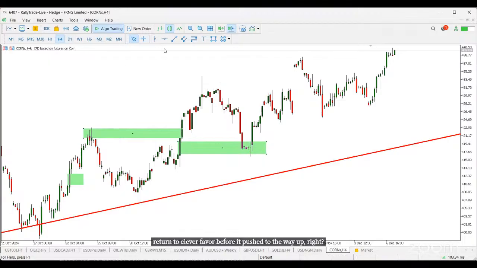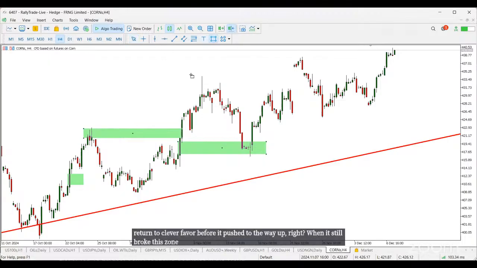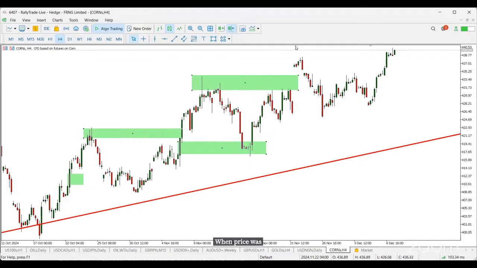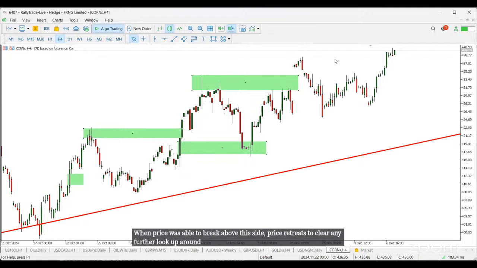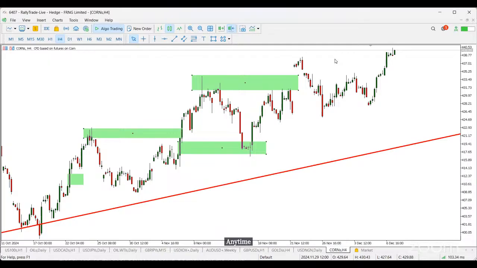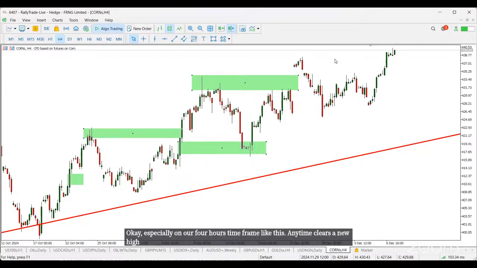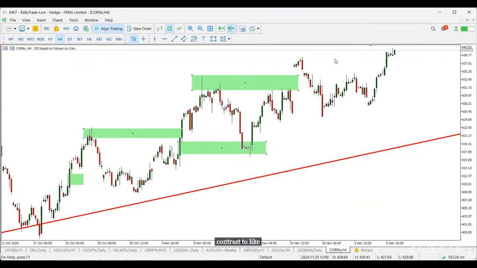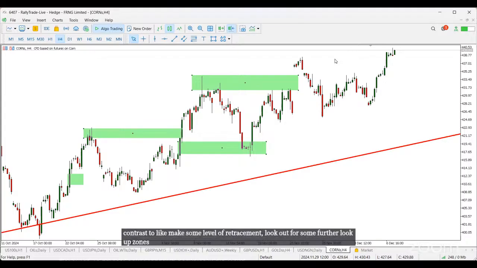When it broke this zone again, that's a pattern that lets us know what we are expecting from corn. When price was able to break above this side, price retraced to clear any fair value gap around that place before it pushed up. So we notice that anytime corn, most recently since October, especially on our 4 hours time frame like this, clears a new high, corn tries to make some level of retracement, looking out for fair value gap zones where it will return to push up.